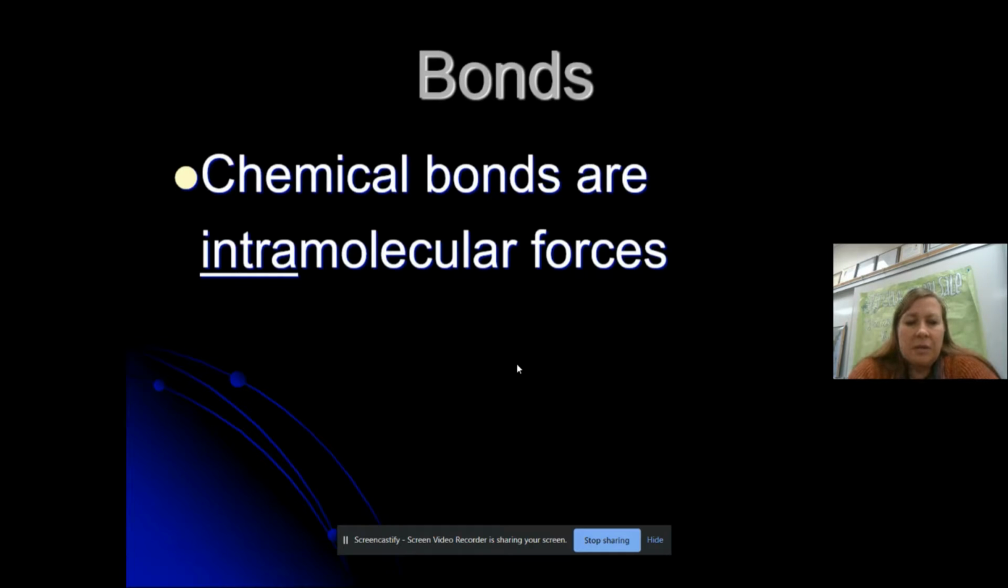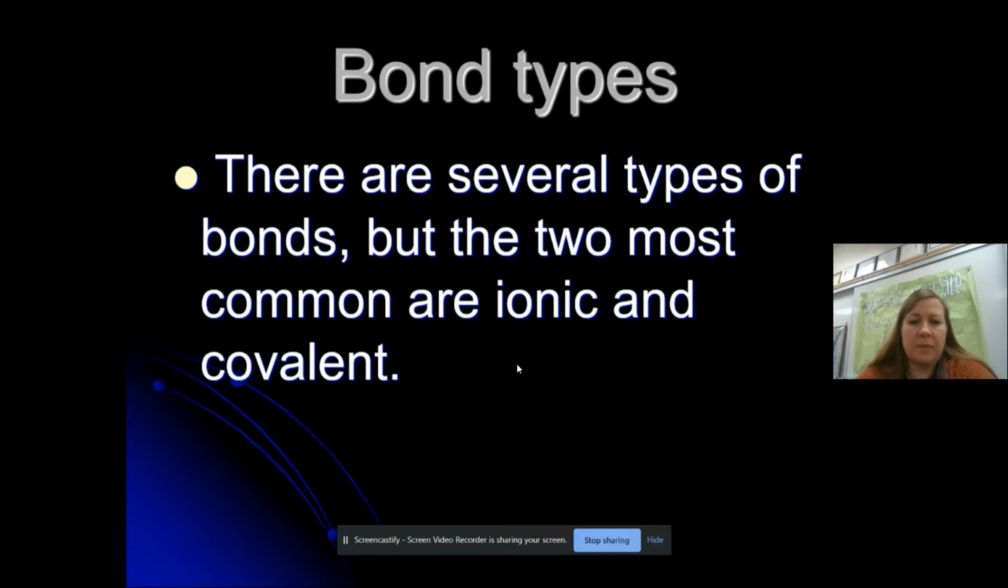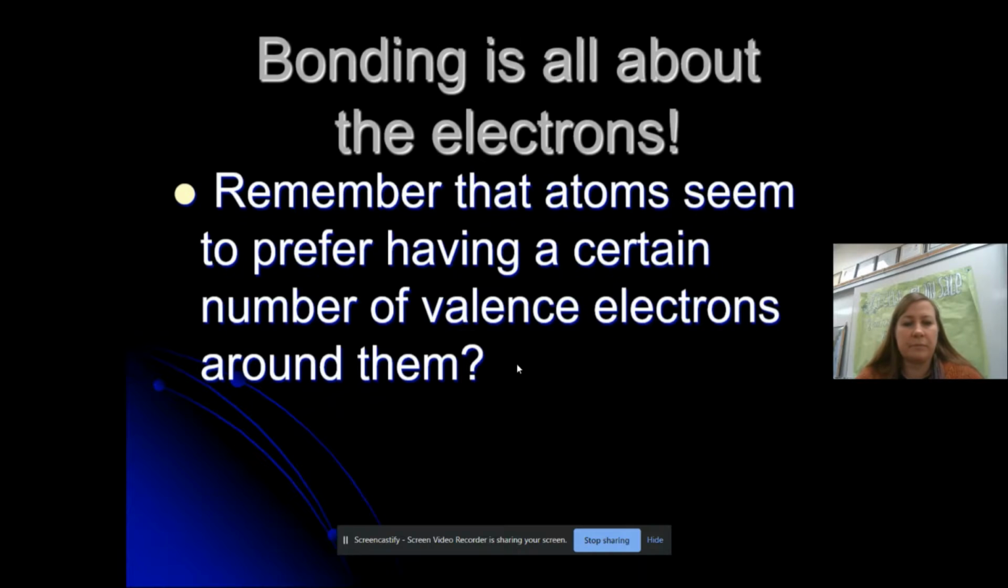So bonds, chemical bonds, are intramolecular forces. Intramolecular, intra means within, inter means between. So intramolecular forces act between atoms within a molecule. And there are several types of bonds, but the two most common are called ionic and covalent.